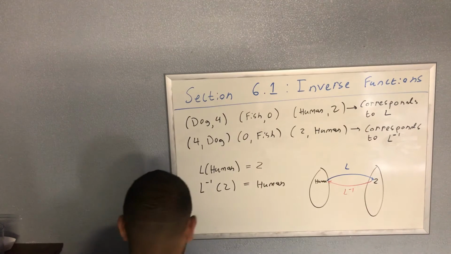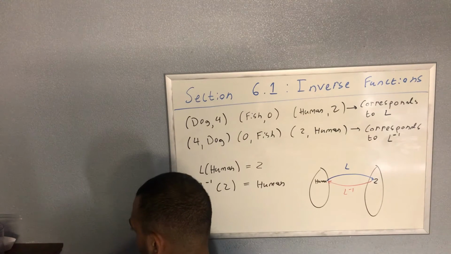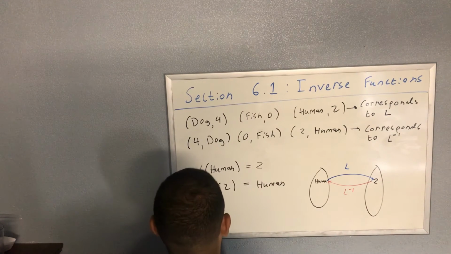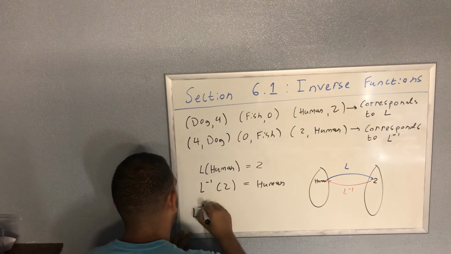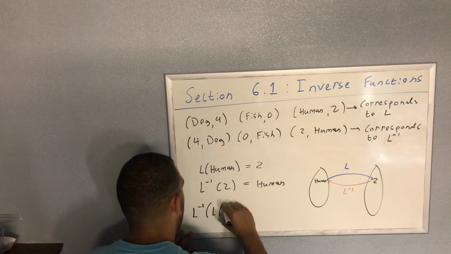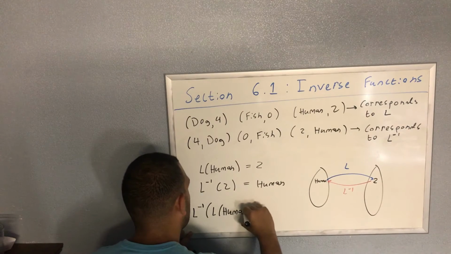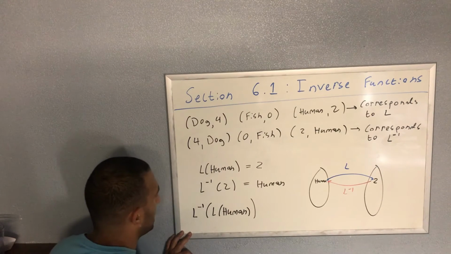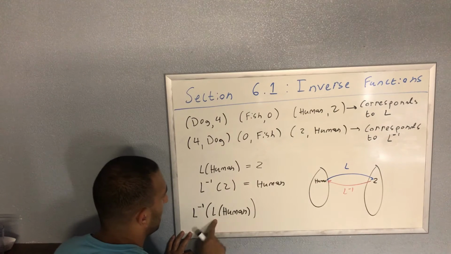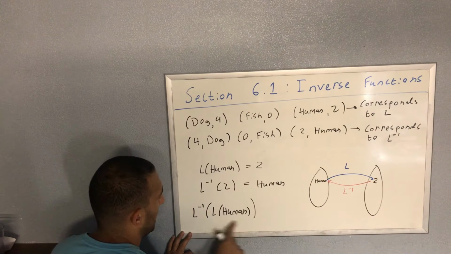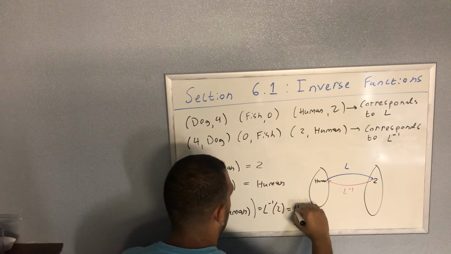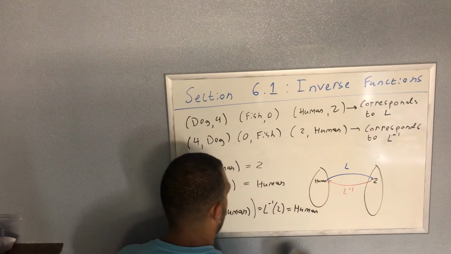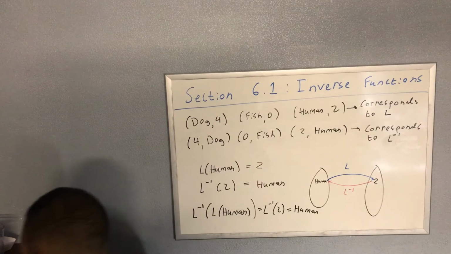Okay? And then if we write this all in one go, a faster way of writing all of this would be L inverse of L of human. Remember, this is using function composition, because first we calculate what L of human is, which is 2. And then L inverse of 2 is just human. Okay? So this is kind of interesting.